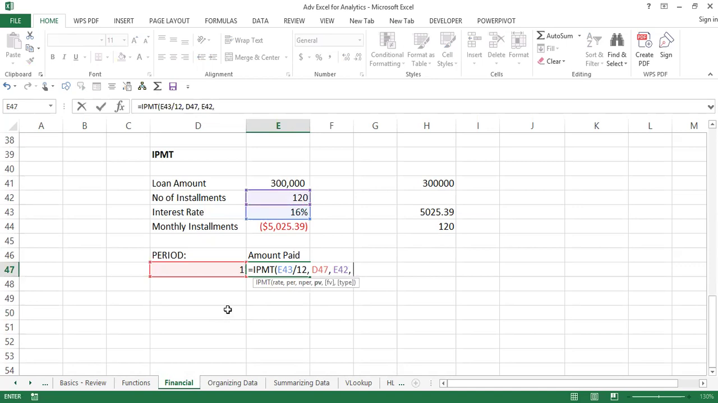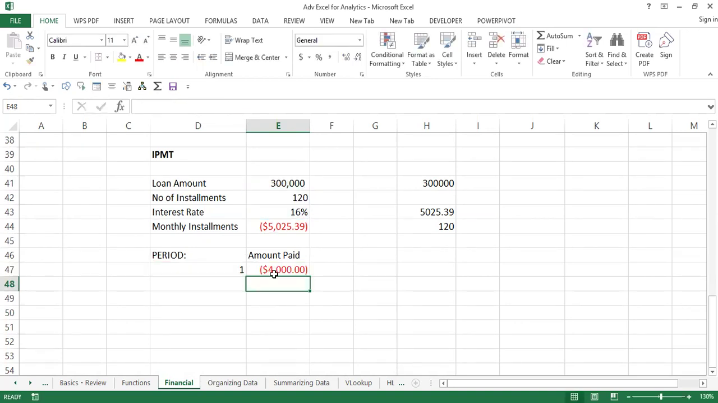Then NPER, that's the total number of periods. What more? PV, present value. Yes, future value will be 0. So what it's telling us is that for the first month, the interest paid will be 4,000 naira. That's high.